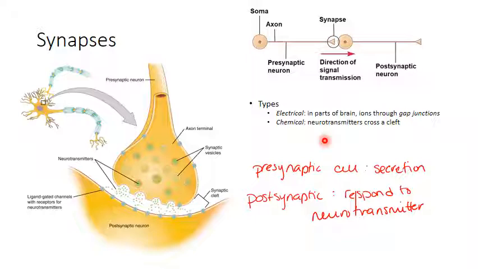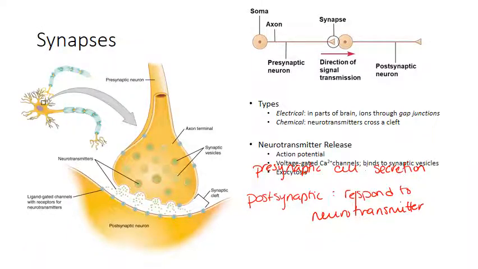Most of the time, the synapses are going to be chemical, so that's our neurotransmitters. It was originally thought that synapses carried electrical signals from cell to cell. That is actually true in some parts of the brain and areas where we have ions that move through gap junctions. Not true for most of the nervous system. So most of the time, communication between a presynaptic and postsynaptic neuron is chemical in nature, and it's those neurotransmitters that do move across our cleft here.